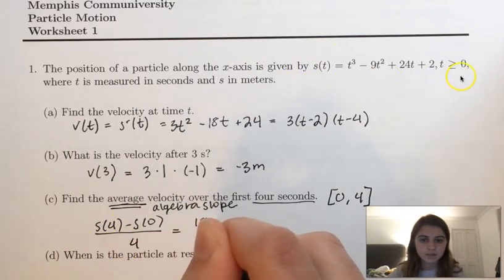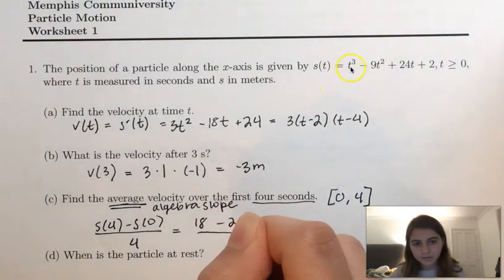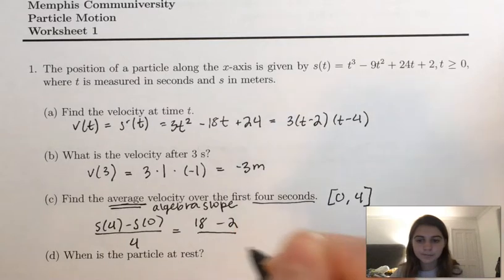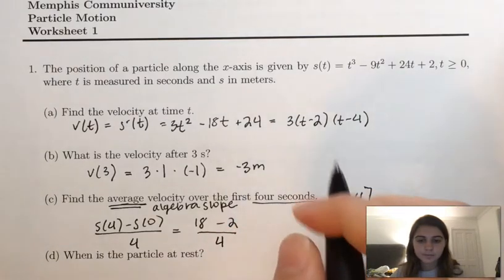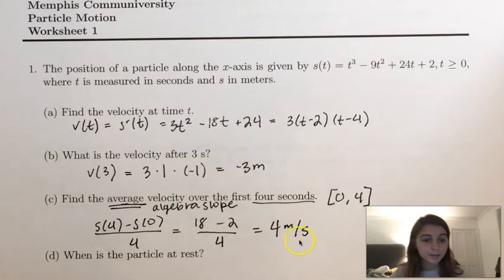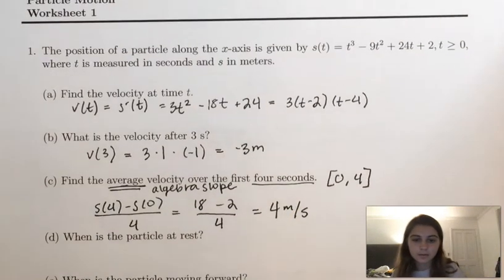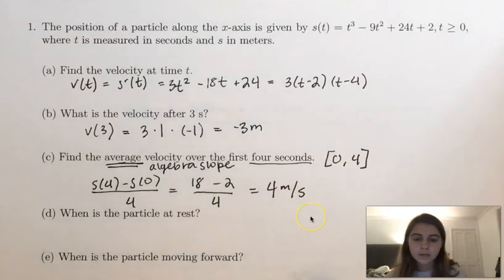Remember, we go back to this position function. If you plug in 4, that's 4 cubed minus 9 times 4 squared plus 24 times 4 plus 2, and that's 18. If you plug in 0, it's 0 minus 9 times 0 plus 24 times 0 plus 2, so that's where we get the 2. Then we divide by 4 because that's the length of the interval. This time I wrote the full unit, and our answer is 4 meters per second. 16 divided by 4 is 4.